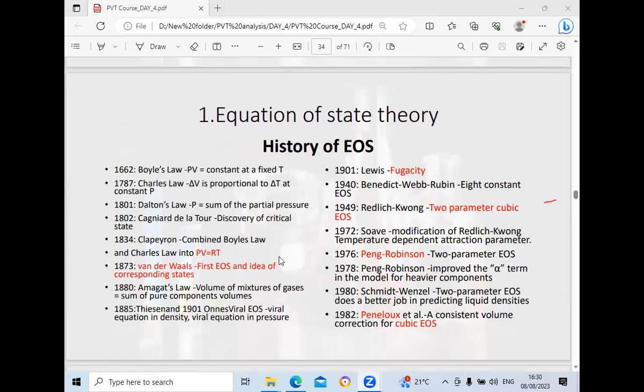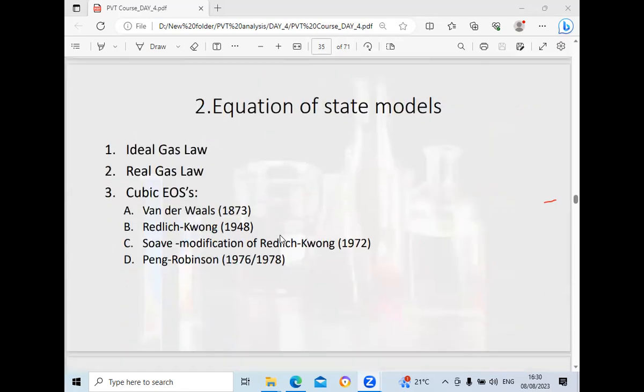All right, so what we have here is just the history of equations of state. That one is not too necessary.